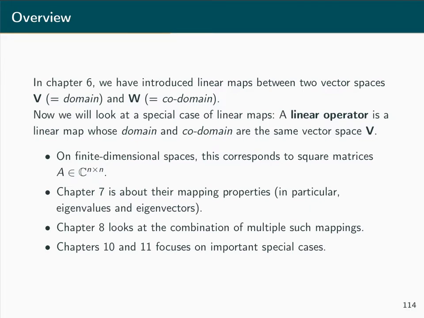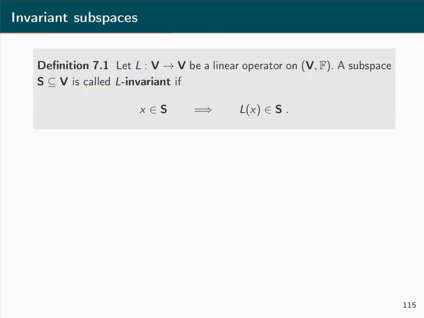C n by n. In chapter 7, we will first take a look at their basic mapping properties, in particular at eigenvalues and eigenvectors, which are hopefully familiar to most of you already. Chapter 8 then looks at the combination of multiple such mappings, and chapters 10 and 11 will focus on special cases. We begin this chapter with definition 7.1 of an invariant subspace.